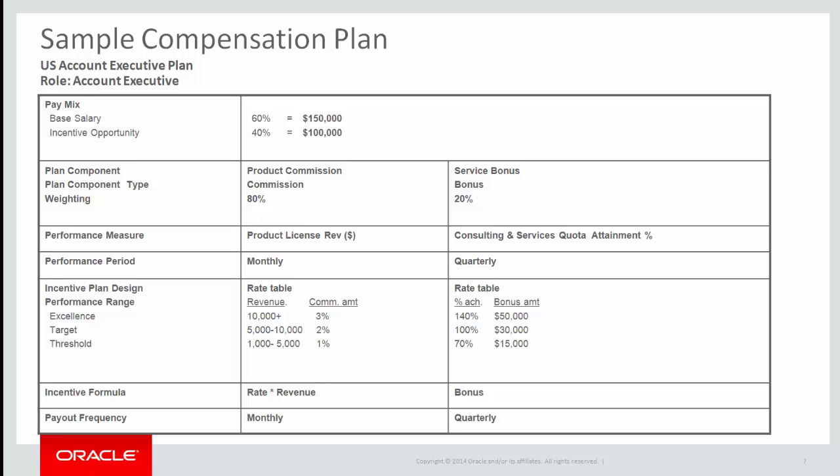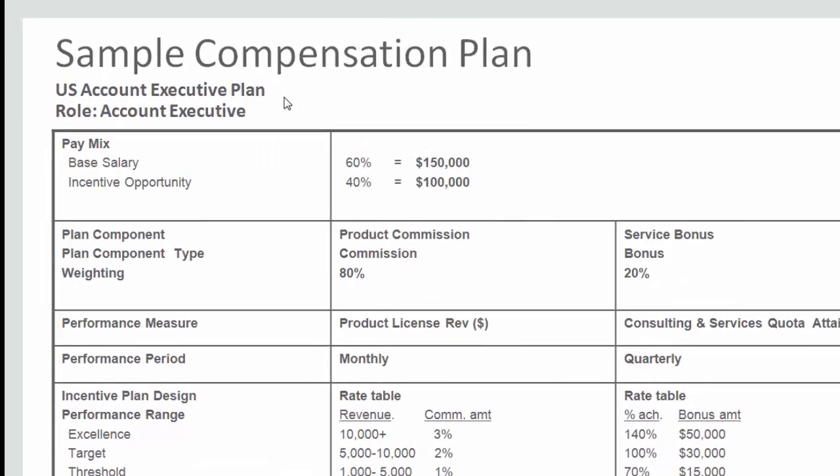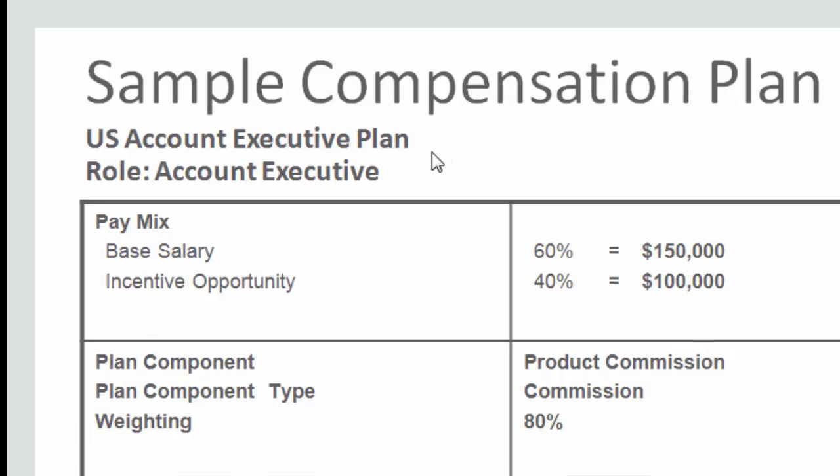It's a sample compensation plan for someone that is a U.S. account executive. The first thing as we start evaluating this plan, we can see their pay mix. We can see that they have a base salary and then a variable component. 60% of their on-target earnings is their base, and 40% is incentive. The way we talk about this in the incentive compensation world is that they're on a 60-40 plan, where 60% is base and 40% is the variable piece.